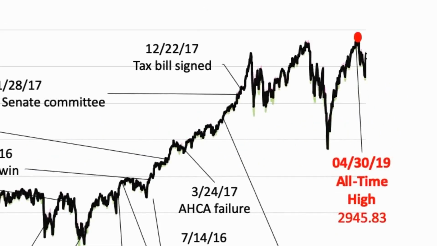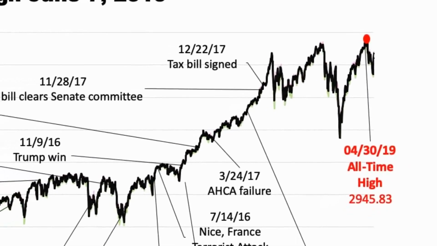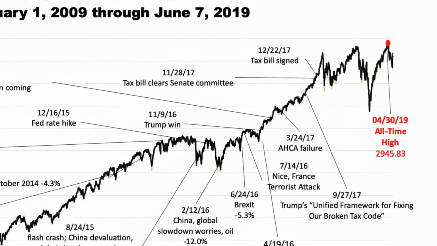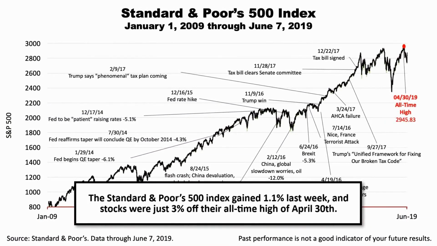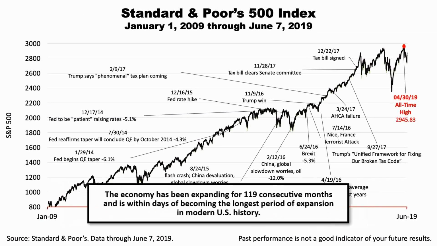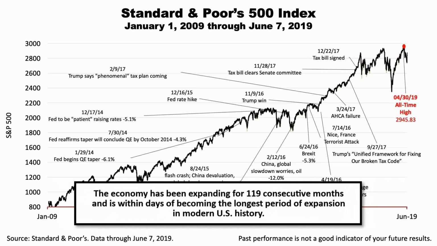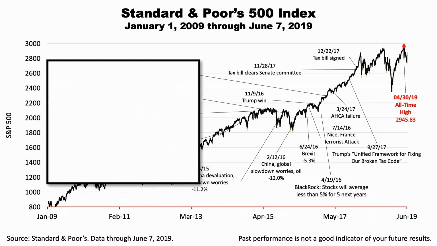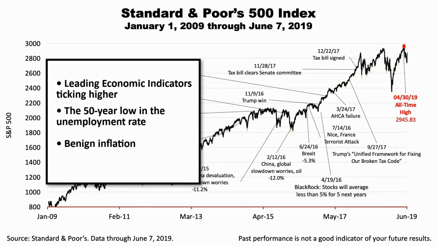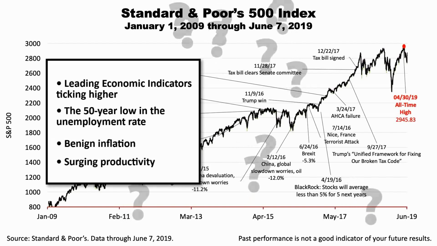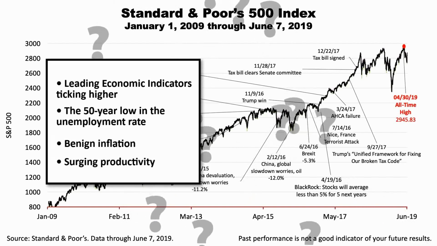With fears of a tariff on imports from Mexico easing, the Standard & Poor's 500 index gained 1.1% last week. Stocks were just 3% off their all-time high of April 30th. The economy has been expanding for 119 consecutive months and is within days of becoming the longest expansion in modern U.S. history. Despite the U.S. leading economic indicators ticking higher recently, the 50-year low in the unemployment rate, benign inflation, and surging productivity, uncertainty is also high, and stock price volatility should be expected.